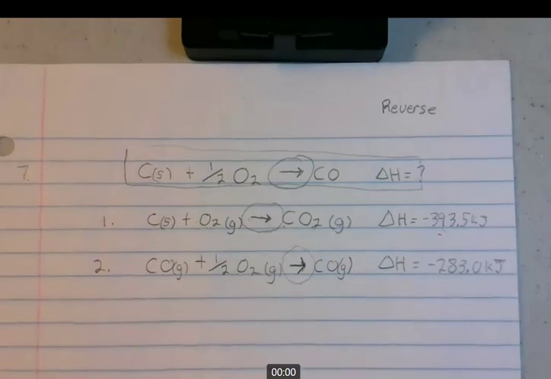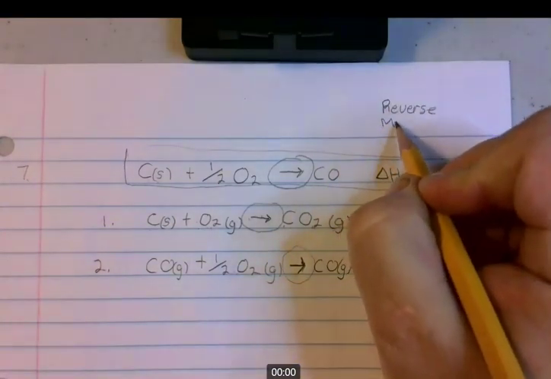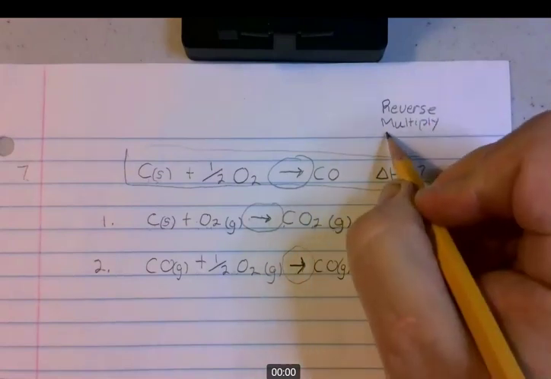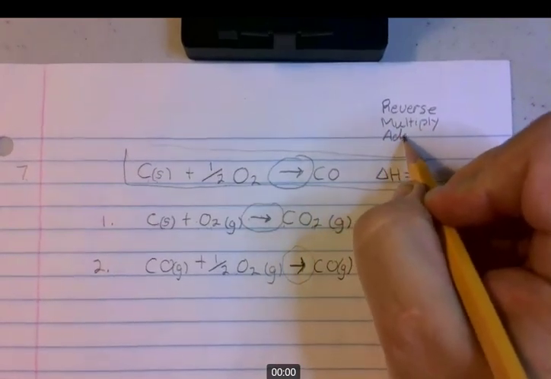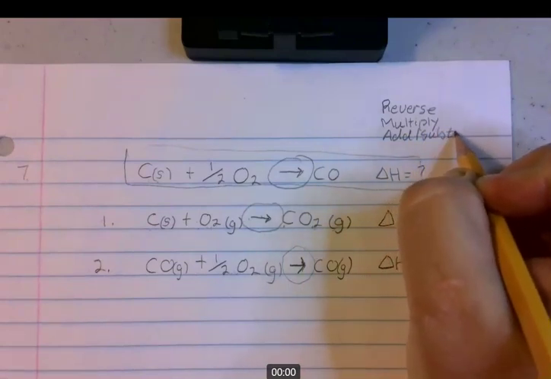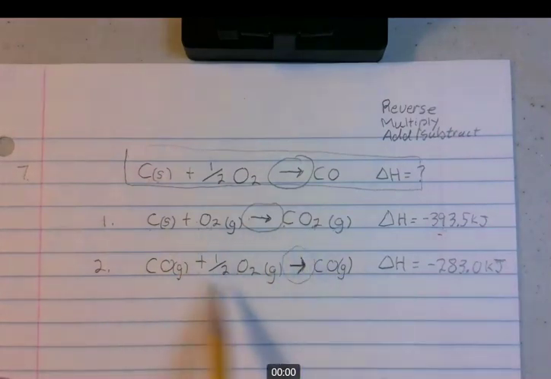They basically cancel out if they're on opposite sides of the arrow. So you can reverse, you can multiply. Again, this is all very much like algebraic equations, and you can do adds and subtracts. And by doing those three types of operations, what you want to try to do is with these two equations to recreate this equation.